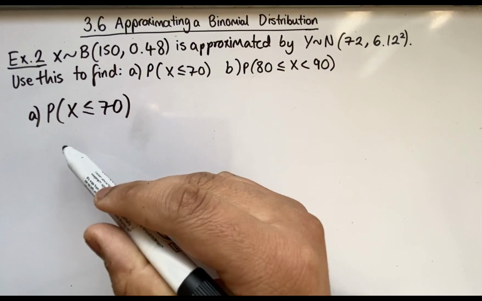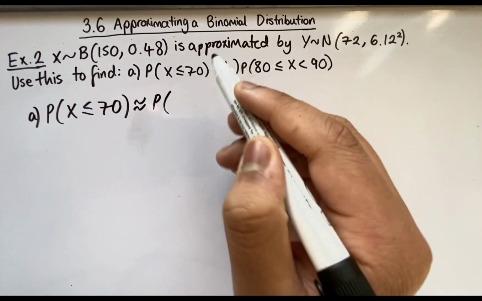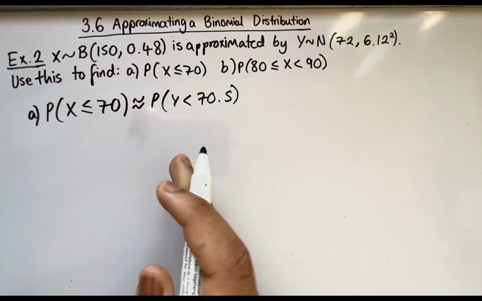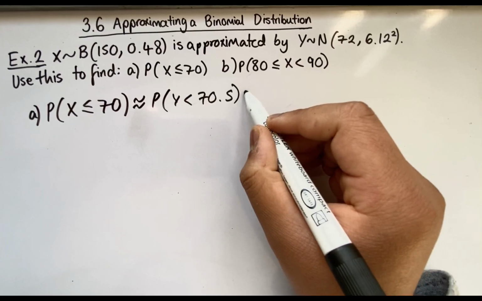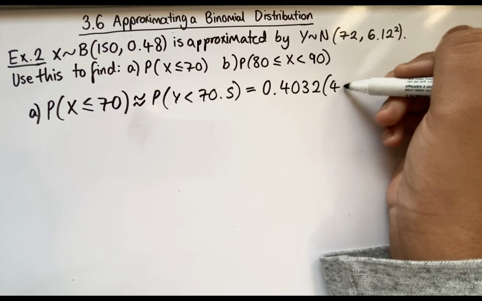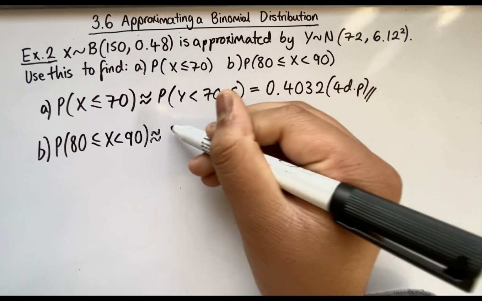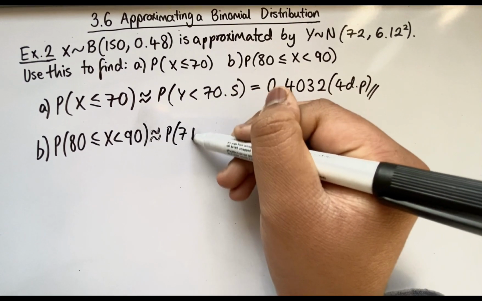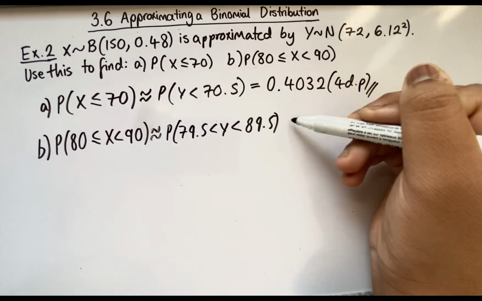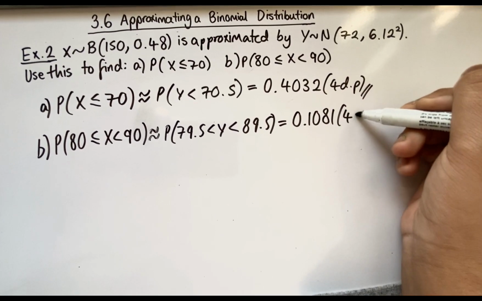Part A. As we want the probability that X is less than or equal to 70, this will be approximately the probability that Y is less than 70.5, as we add the extra half. And so using the normal CD function, this will give you about 0.4032 to 4 decimal places. For Part B, using the continuity correction again, this will be approximately the probability that 79.5 is less than Y, which is less than 89.5, which again using the normal CD will give you about 0.1081 to 4 decimal places.